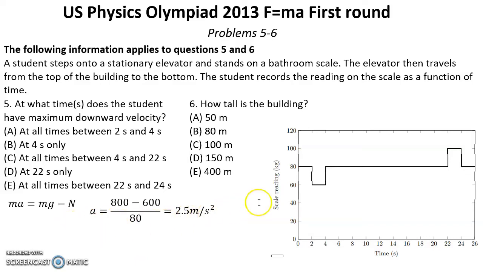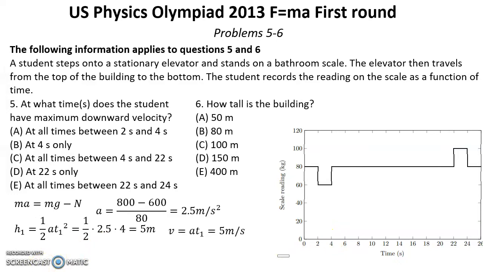Now we can find what is the distance covered by elevator between 2 and 4 seconds. That will be 1/2 a t1 square, which is 5 meters. Now let's count what is the speed after 4 seconds. That will be a t1, which is 5 meters per second. Now let's count what is the distance covered between 4 and 22 seconds.